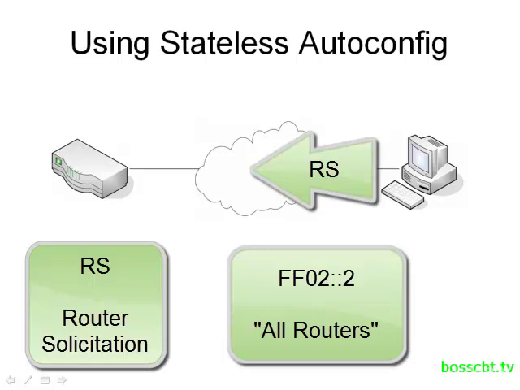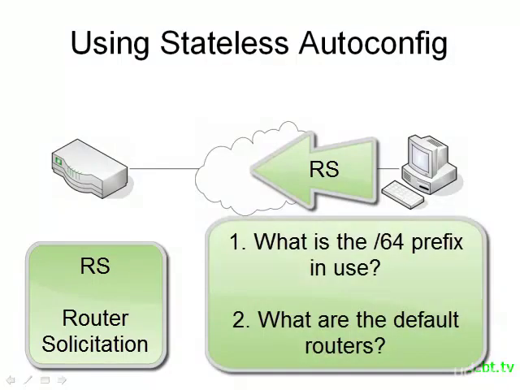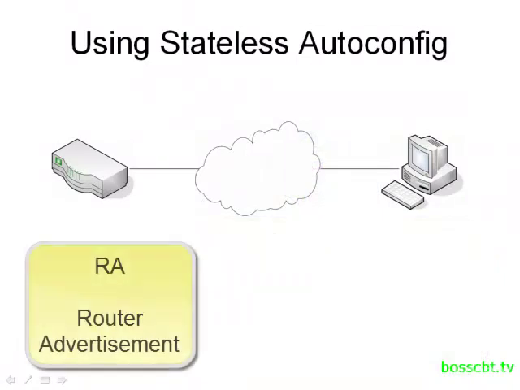So this host sends out the RS message, and that solicitation basically asks two questions of all the routers on the network segment. The first question is, what is the /64 prefix used on this subnet? And then it also asks, what is the default router, or what are the default routers, if there's more than one, on this segment? Okay, so those are the two key pieces of information that the host is going to ask for.